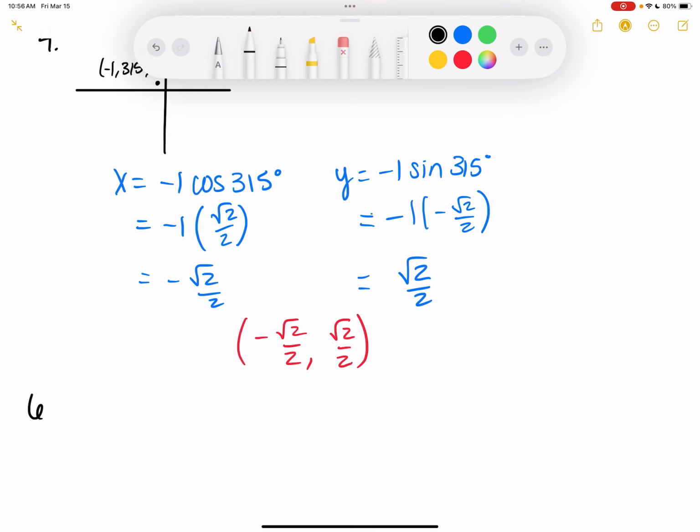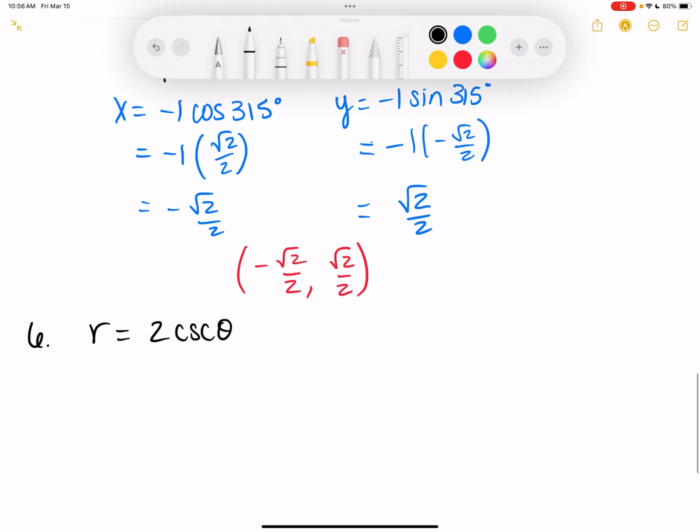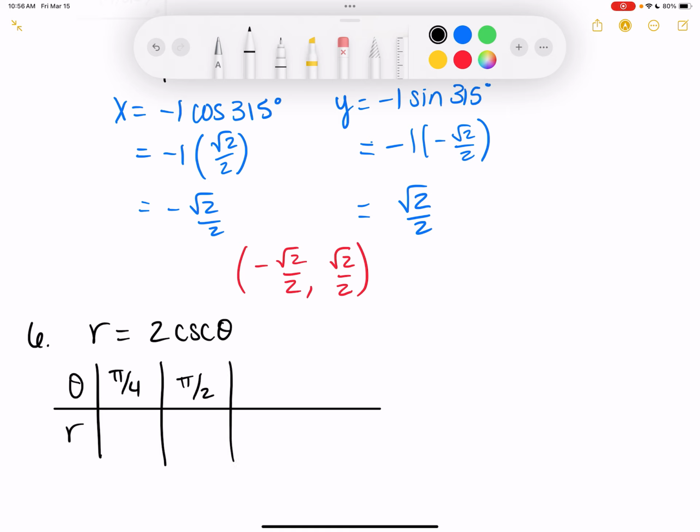So 6, the equation is r equals 2 cosecant of theta. And then our table for theta and r, they give us the theta values. So the first one is pi over 4, pi over 2, 5 pi over 6, pi, 4 pi over 3, and 2 pi. And where they pulled those numbers from, I don't know, because there's no rhyme or reason to them.